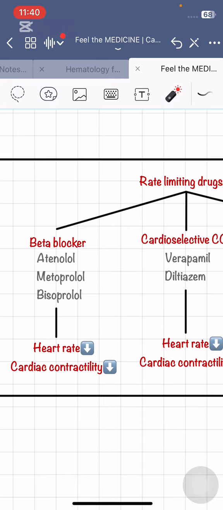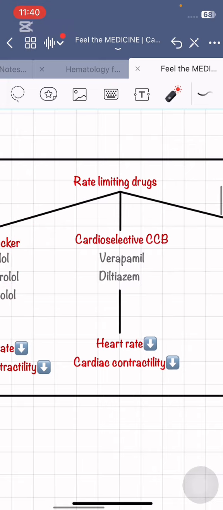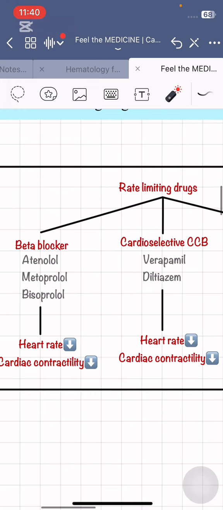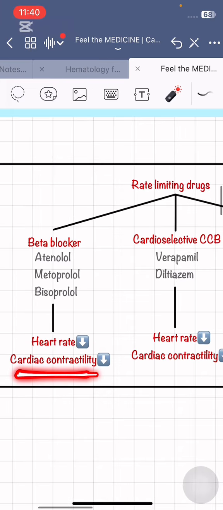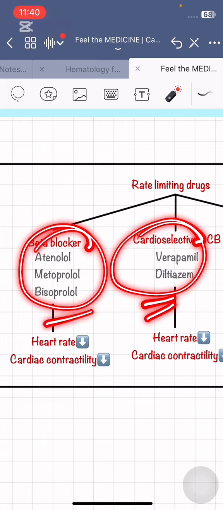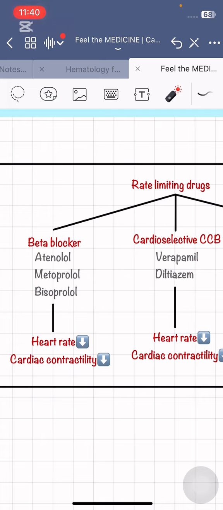Here, the beta blockers such as atenolol, metoprolol, bisoprolol, and cardioselective calcium channel blockers such as verapamil, diltiazem, both of them can reduce the heart rate as well as the cardiac contractility. That's why the beta blocker and cardioselective calcium channel blocker can also act as antihypertensive drugs.